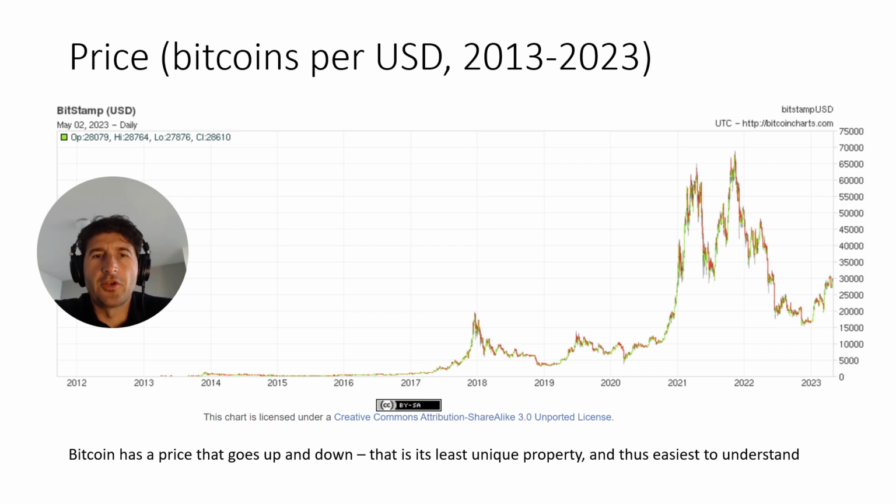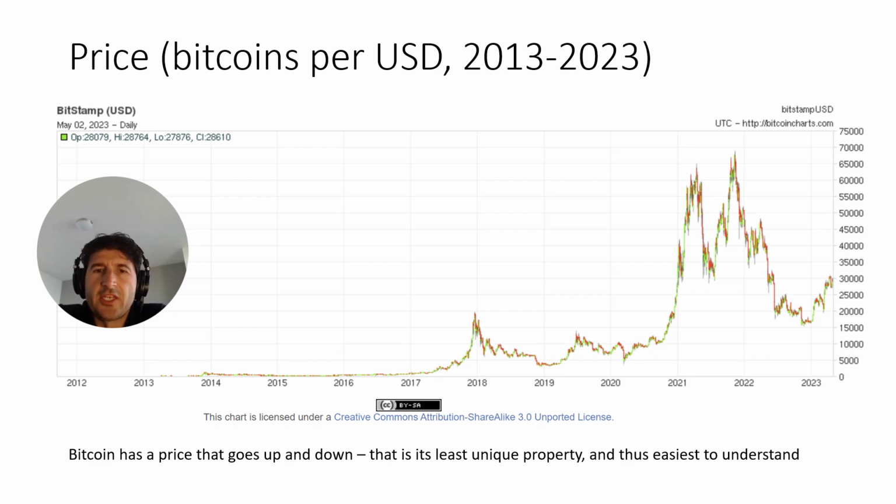The first thing you'll notice about Bitcoin is that it has a price that goes up and down. But that's Bitcoin's least unique property. What's interesting about Bitcoin is what makes it unique, right? Everything has a price that goes up and down, whether it's gasoline or houses or stocks or bonds. But Bitcoin has a number of really special properties, and I'm going to get into them in this presentation.